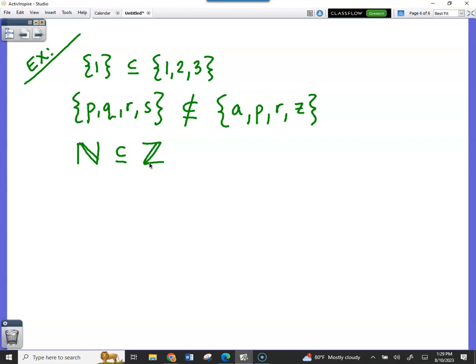What does the capital N stand for? Natural. And those would be 1, 2, 3. And Z would be the integers, including negatives. So the answer is true. It's asking, are the natural numbers a subset of the integers? Can you visualize grabbing those numbers from that set? Yes. So it's true.